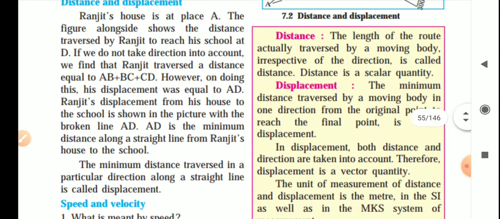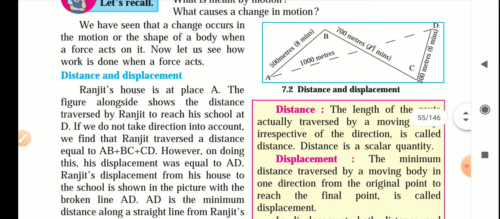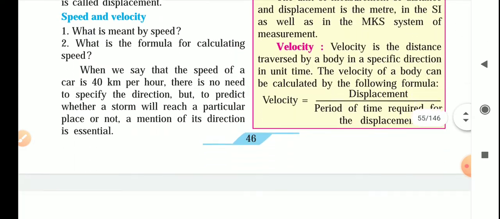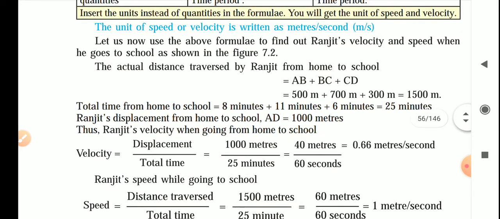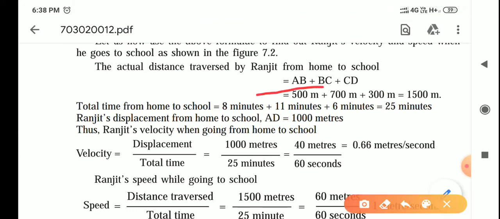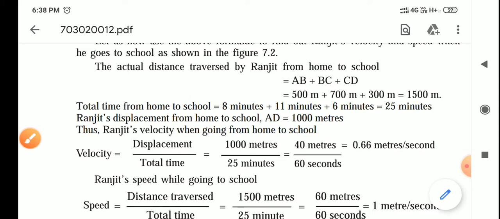Here we have seen the example of a boy who is going from his home to school. In this example we can calculate the speed as well as the velocity. So what is the distance traveled? Let's calculate that first. It will be AB plus BC plus CD, which is equal to 500 plus 700 plus 300 meters, which is 1500 meters.